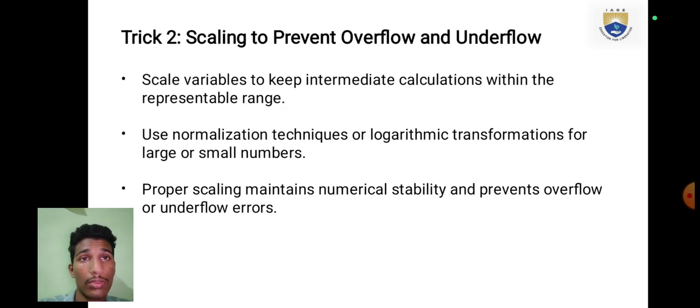Trick 2. Scaling to prevent overflow and underflow. Scale variables to keep intermediate calculations within the representable range. Use normalization techniques or logarithmic transformations for very large or small numbers. Proper scaling maintains numerical stability and prevents overflow or underflow errors.